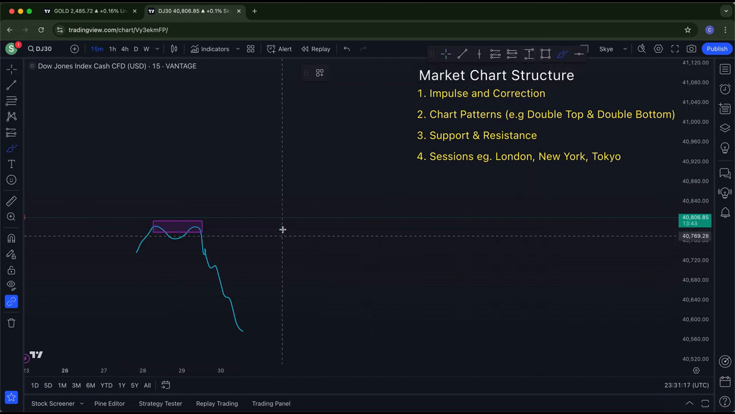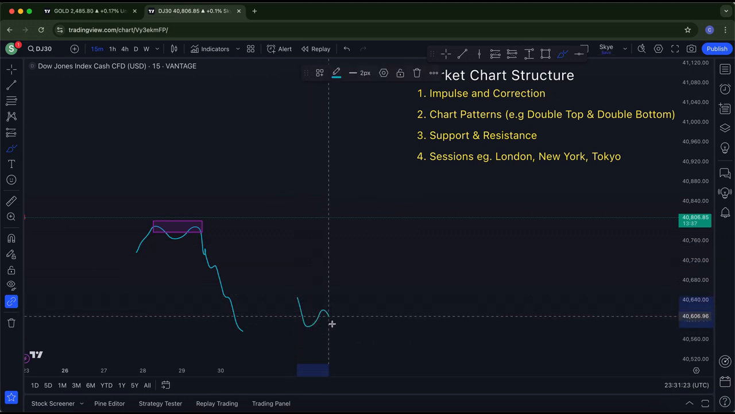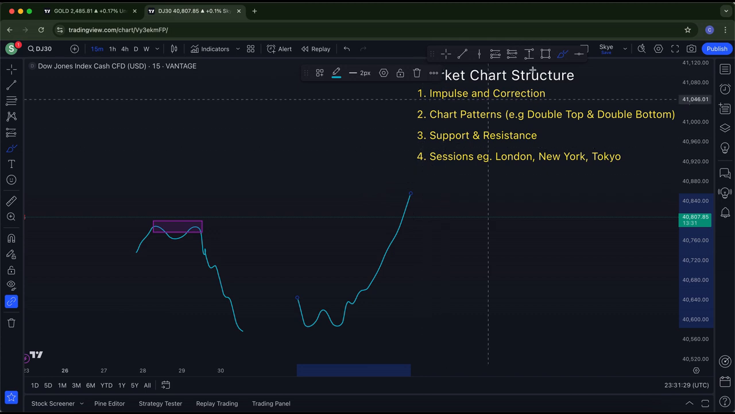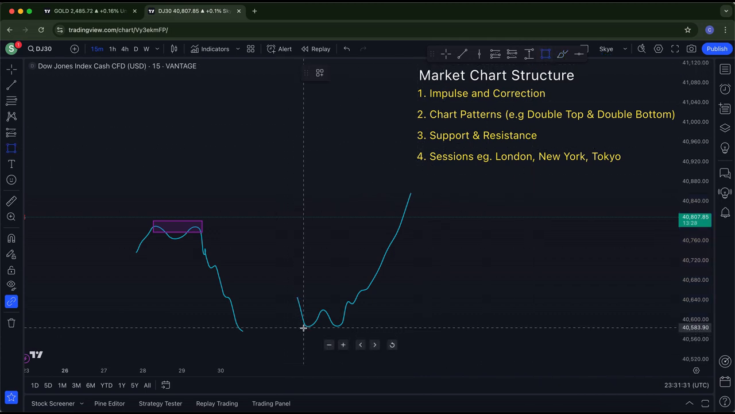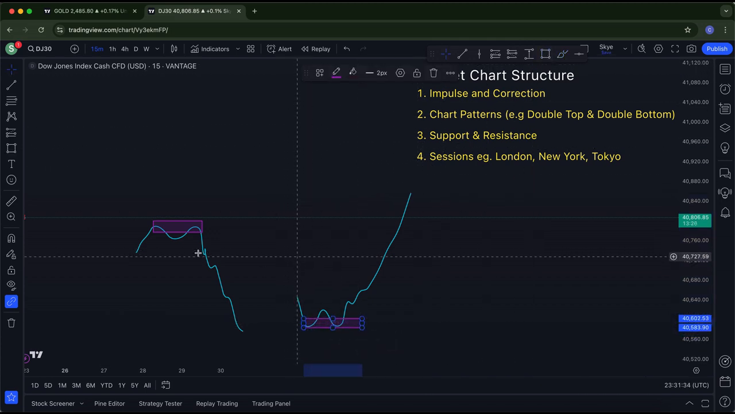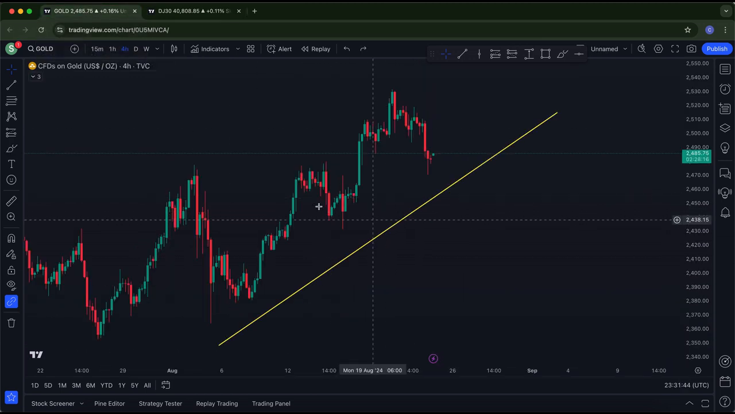On the other side, for the W pattern, you may see price like this, then form a W, and then price continues upward. So this is the W. That's why it is called double top and double bottom, M pattern and W pattern. Let me show you an example in a real market.